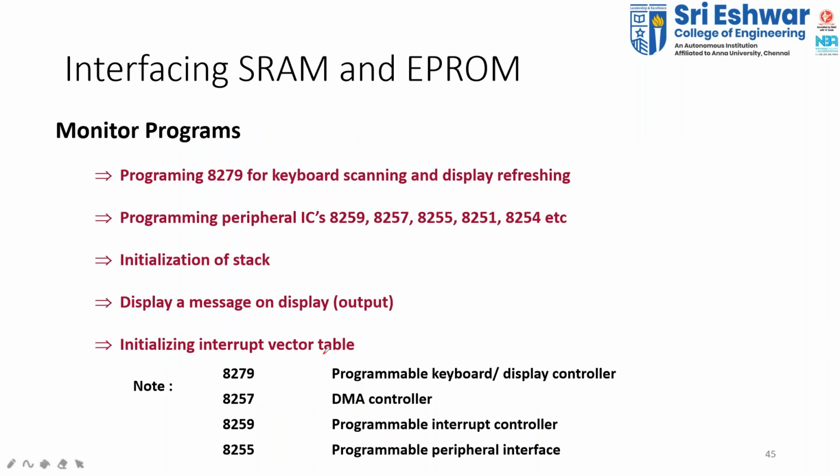And next comes interfacing SRAM and EPROM. Okay, so we can interface our 8086 along with the memory ICs, and also peripheral devices like 8259, 8257, 8255, 8251, 8254, etc. Okay, so out of which 8279 is programmable keyboard and display controller, 8257 is DMA controller, 8259 is programmable interrupt controller, and 8255 is programmable peripheral interface. That is also called PPI.